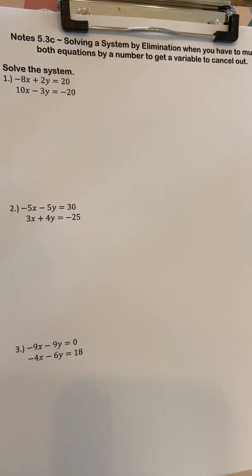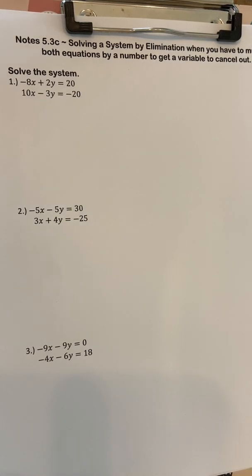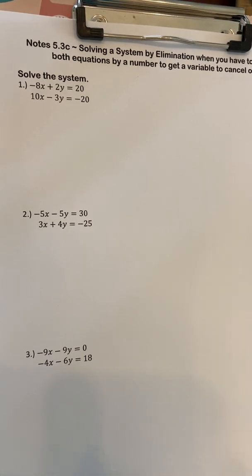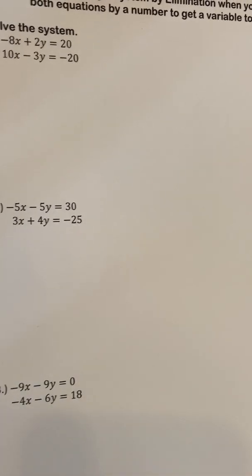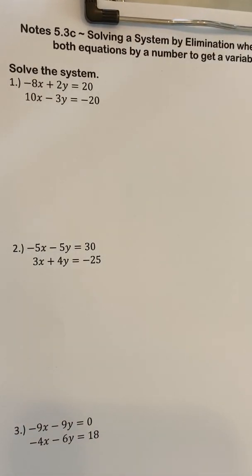For number 1, we've got negative 8x plus 2y is equal to 20, and we have 10x minus 3y is equal to negative 20. So if I look at either getting rid of the x's or the y's, I can't just multiply one equation by something, I have to multiply both equations. So let's take a look at the y's. I have a positive 2y and a negative 3y.